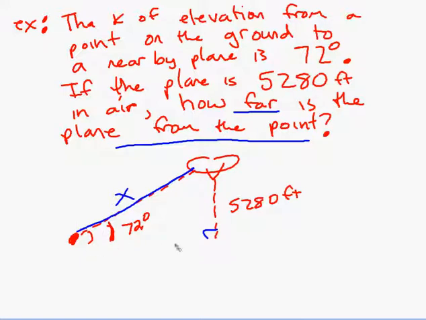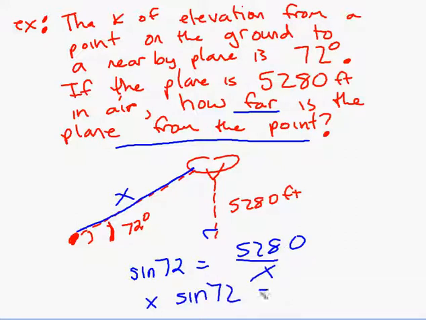If I wanted that distance over the ground, I might add the phrase, how far is the plane from the point over the ground? So the ground coverage. All right, so I have opposite and hypotenuse, so that's sine. So sine of 72 equals 5,280 over x. Multiply both sides by x to clear it. And now what do we do? You divide by sine 72.